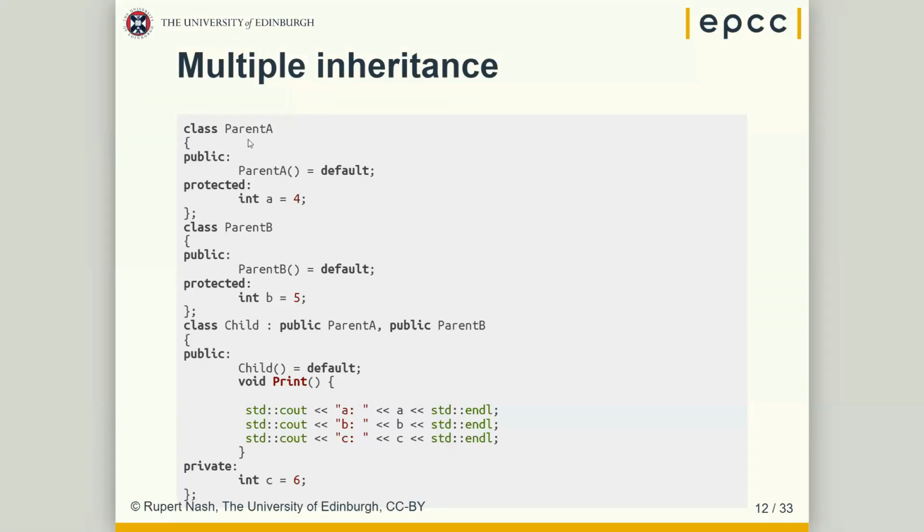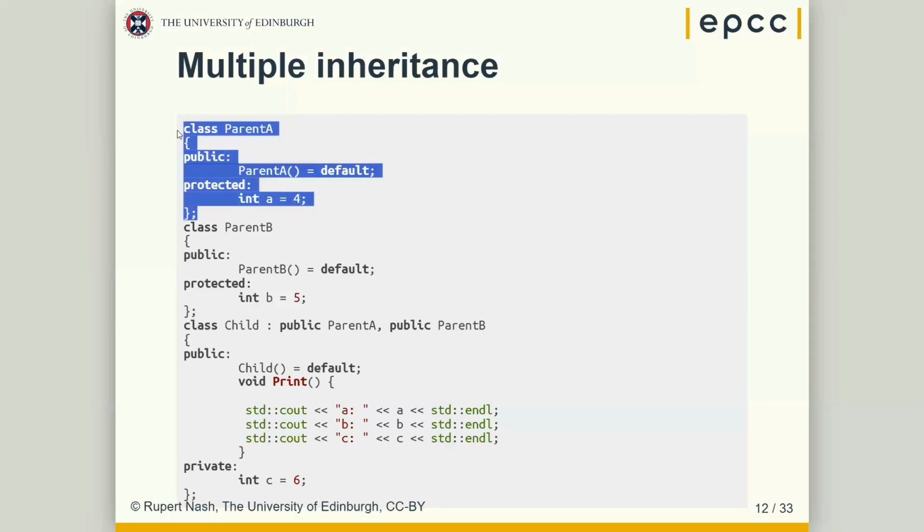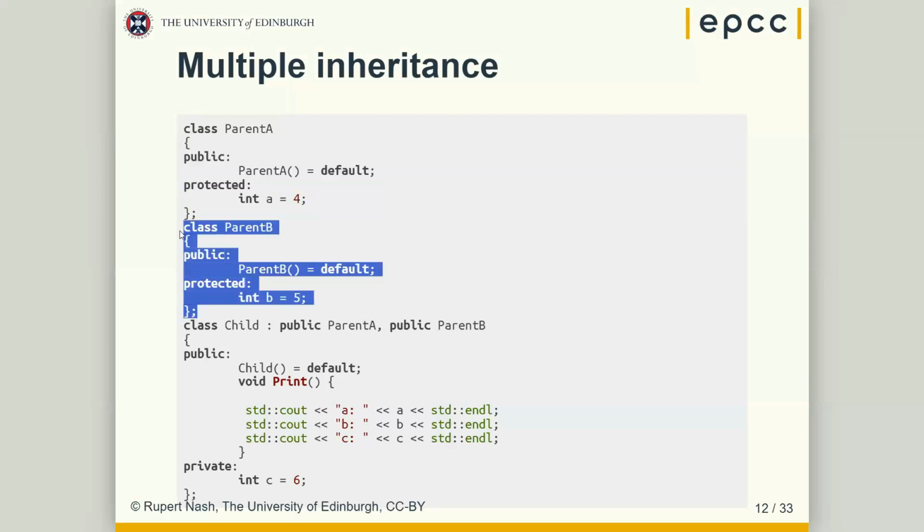So I inherit from parent A. It's going to set some protected value A, and parent B is going to set some protected value B. Again, we're doing exactly the same structure for our little parent classes. They have nothing special or interesting about them whatsoever.